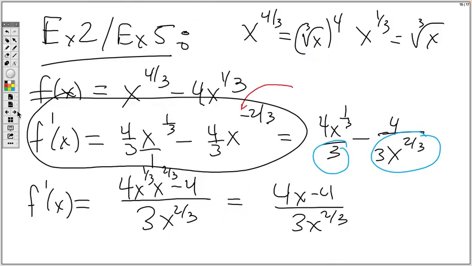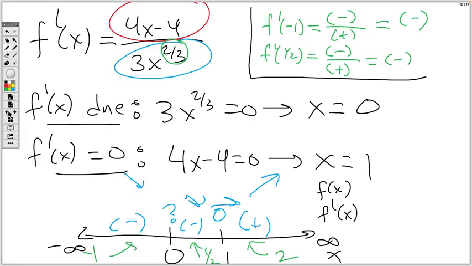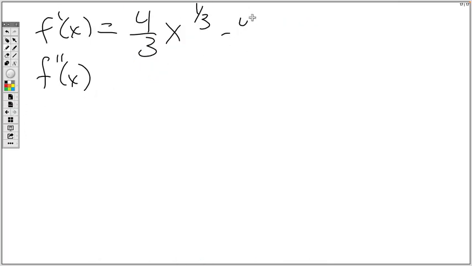So we'll look at 4/3 x to the third minus 4/3 x to the negative 2/3. Thank you. All right. So you see the difference? We'll pick the form that works. So take the derivative of this.